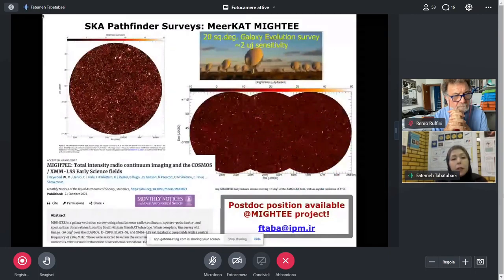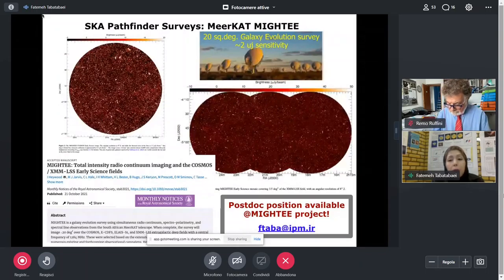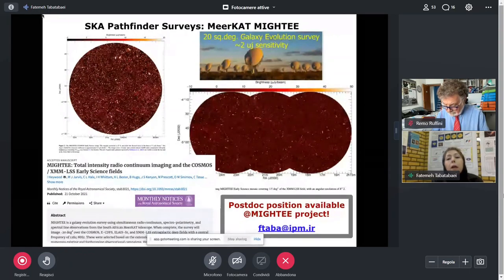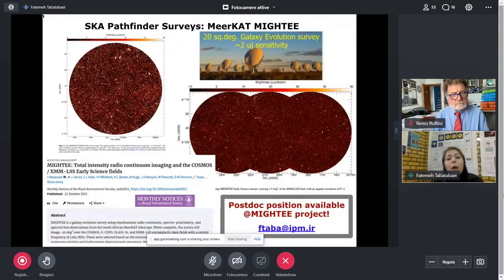In terms of working with the SKA Pathfinder surveys, we have lots of observations with MeerKAT, which is a Pathfinder. It's the project called MIGHTEE, which is a 20 square degree galaxy evolution survey, reaching down to 2 microjansky sensitivity in the sky. So it's relatively deep compared to the currently available surveys.